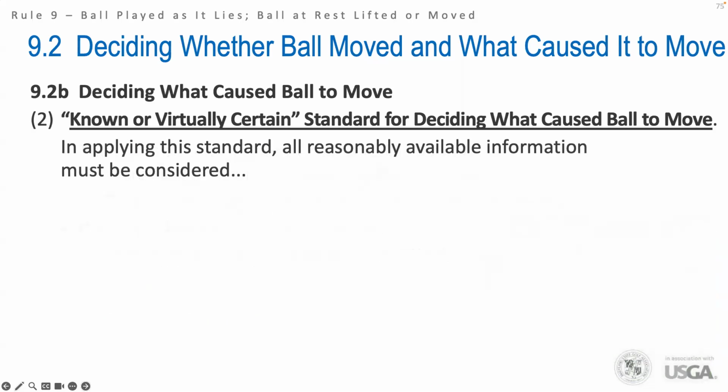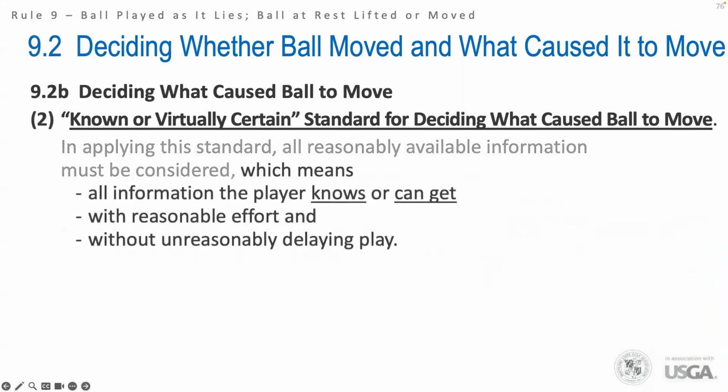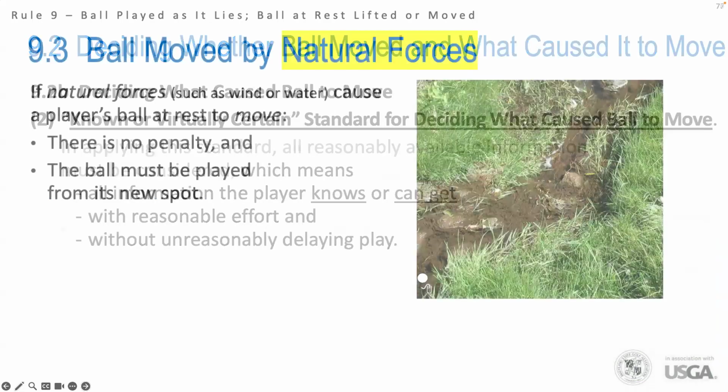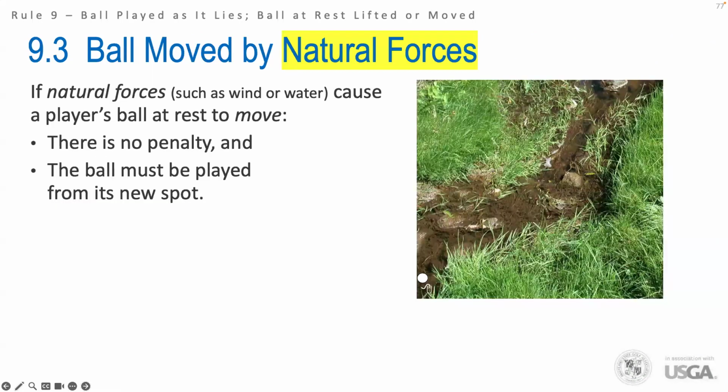So in applying this standard, all reasonably available information must be considered, which means all information the player knows or can get with reasonable effort without unreasonably delaying play. So a ball moved by natural forces. If natural forces cause a player's ball at rest to move, there is no penalty and the ball must be played from its new spot.